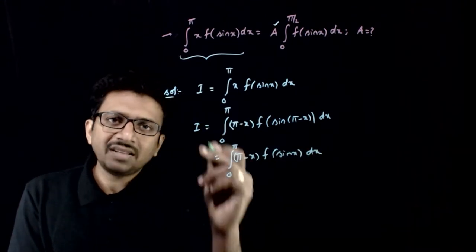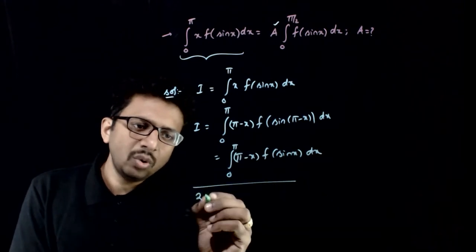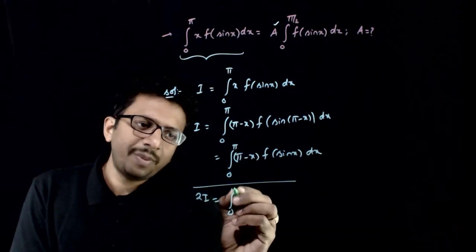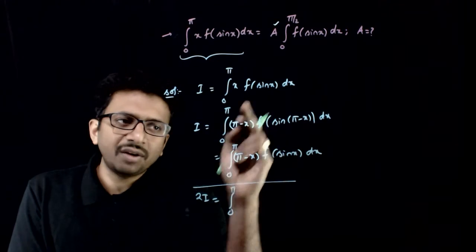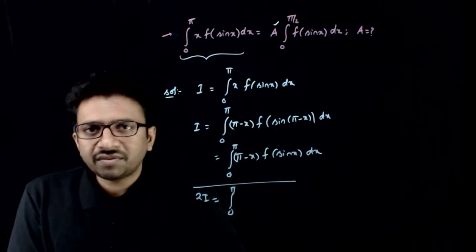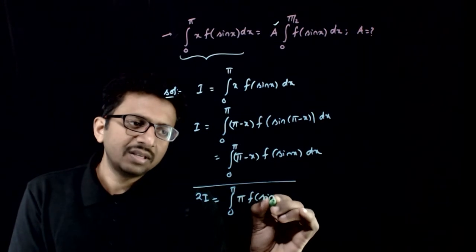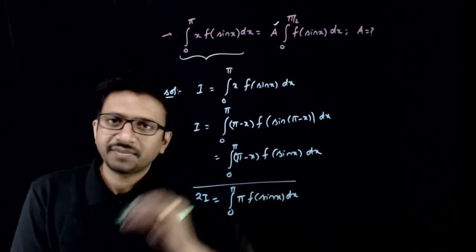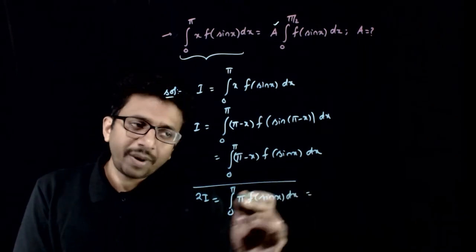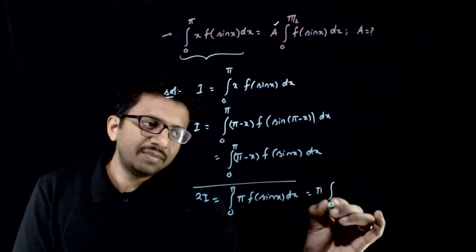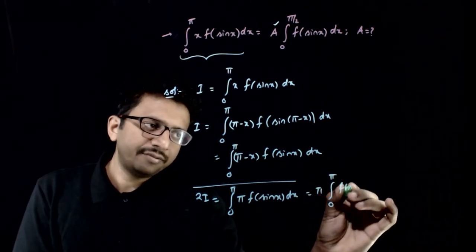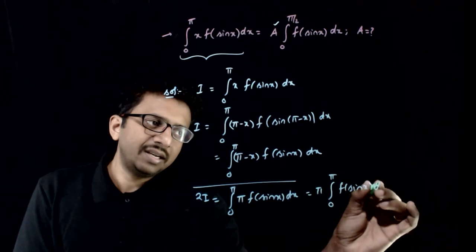Now if I add these two integrals, 2I becomes the integration from 0 to pi. As you can see, x into f of sin x and minus x into f of sin x get cancelled. So pi times f of sin x dx. That is equal to, pi is a constant, pi times the integral from 0 to pi of f of sin x dx.